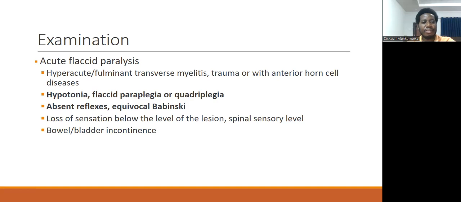So on examination, in acute flaccid paralysis, you find that the patient is hypotonic, flaccid, paraplegic, or even quadriplegic. The reflexes are absent, and Babinski is often equivocal. So it usually presents as a hyperacute or fulminant transverse myelitis with trauma or with anterior horn diseases. There's loss of sensation below the level of the lesion and the spinal sensory level with bowel and bladder incontinence.